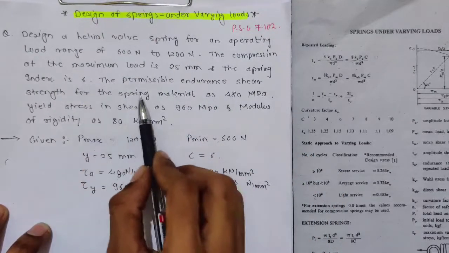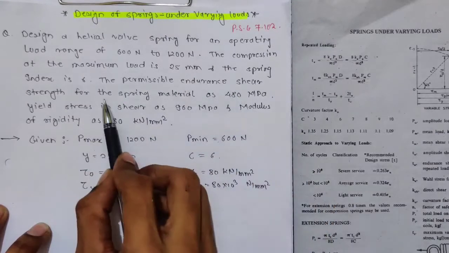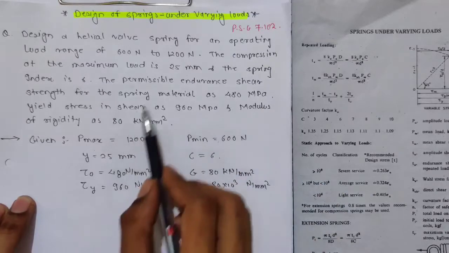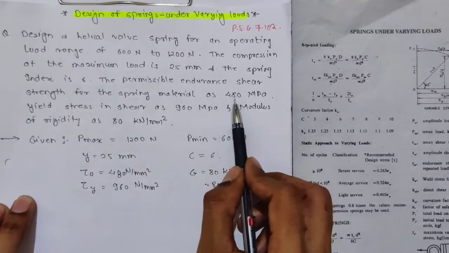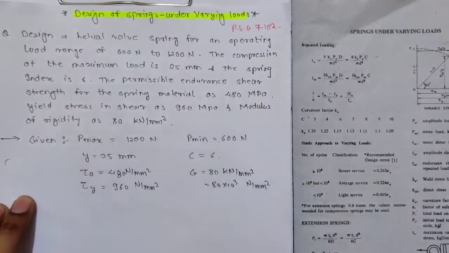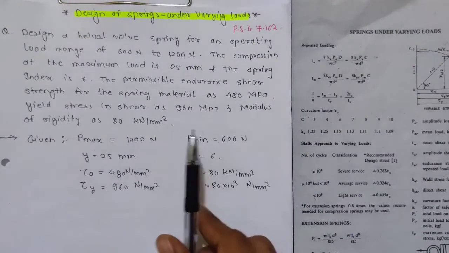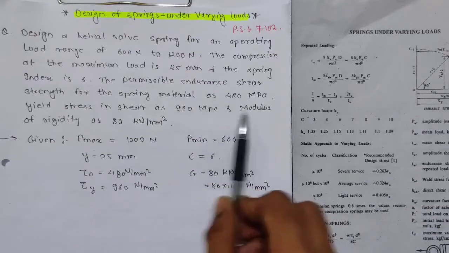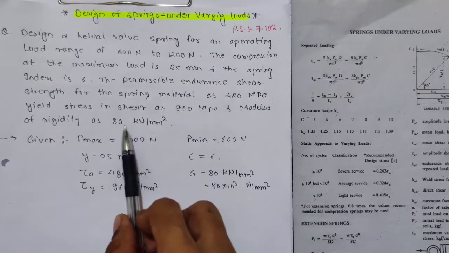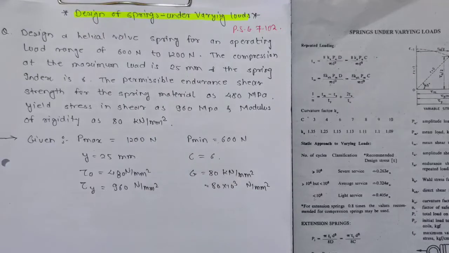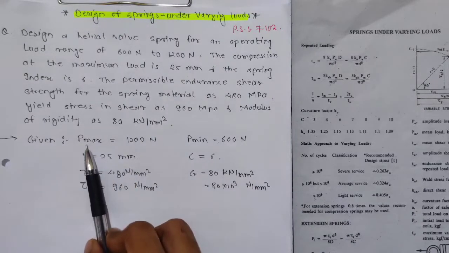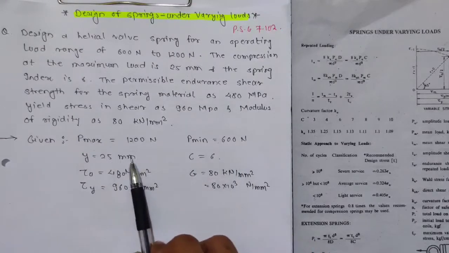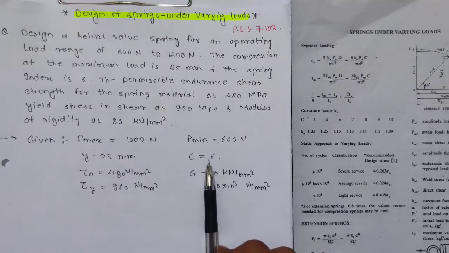C is given as 6. The permissible endurance shear stress for the spring material is 480 megapascal. Then yield strength in shear is 960 megapascal and modulus of rigidity is 80 kilonewton per mm square. So what values are given? P max 1200 Newton, P min 600 Newton, Y 25 millimeter, C equal to 6.